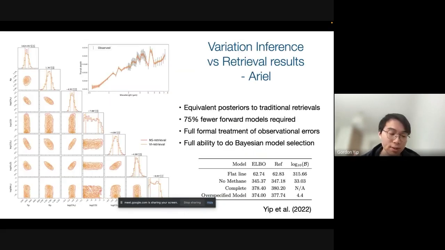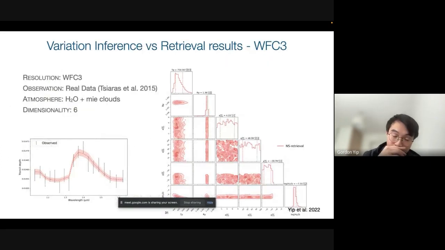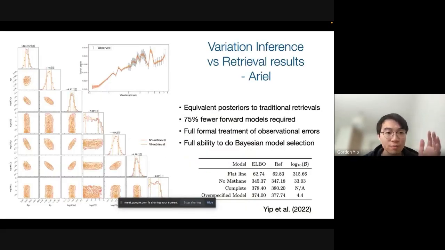We then switched gears to Ariel resolution. The main difference between Hubble and Ariel is that Ariel is much more extensive. If you look at the lower left, Hubble goes from 1.1 to 1.6 micron, but Ariel goes from 0.5 to 8 micron. So it's a very extensive, very long wavelength range. And we are able to simulate it and get a very nice agreement between the sampling approach and the variational inference approach.